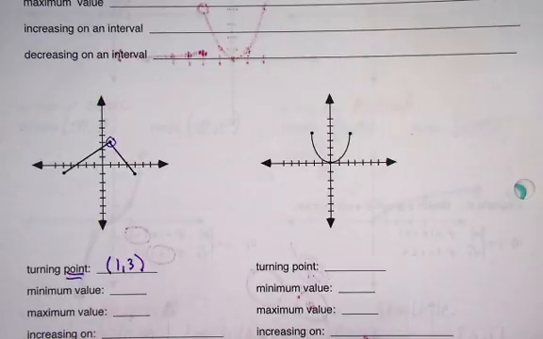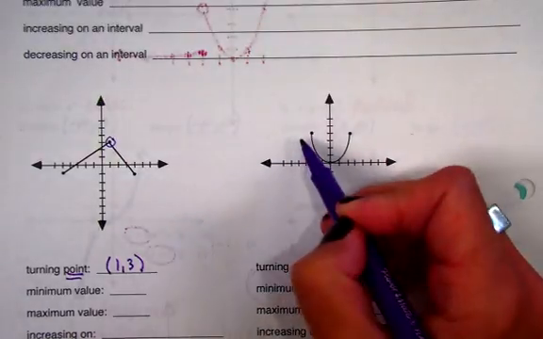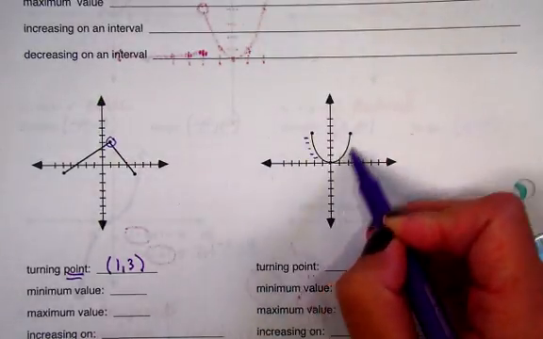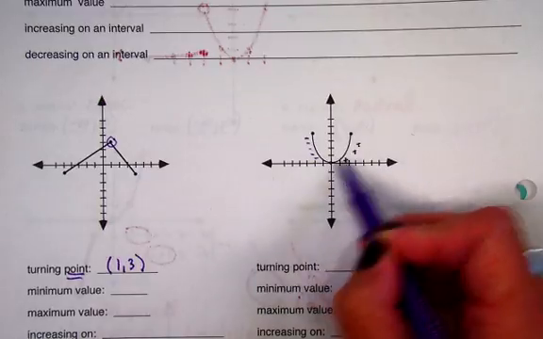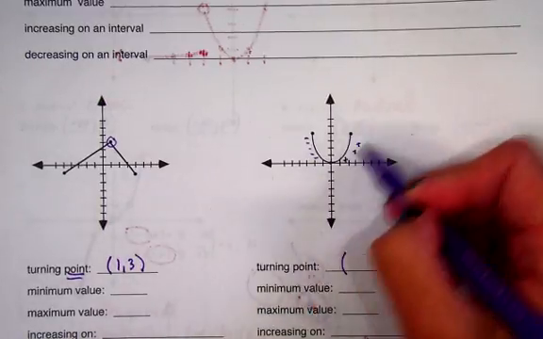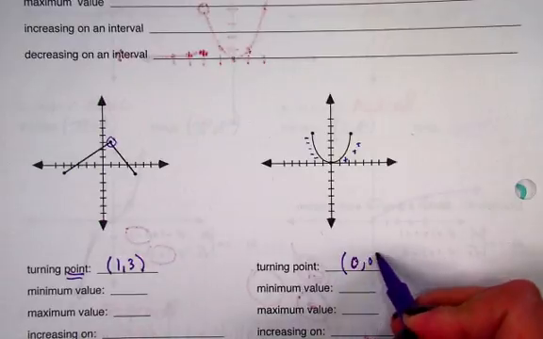For this next graph, the slope is negative, negative, negative, negative this whole time. And then right here it switches, and the slope is now becoming positive. So it's where we're turning that graph. And that turning point where the graph switches would be at 0, 0 for this one.